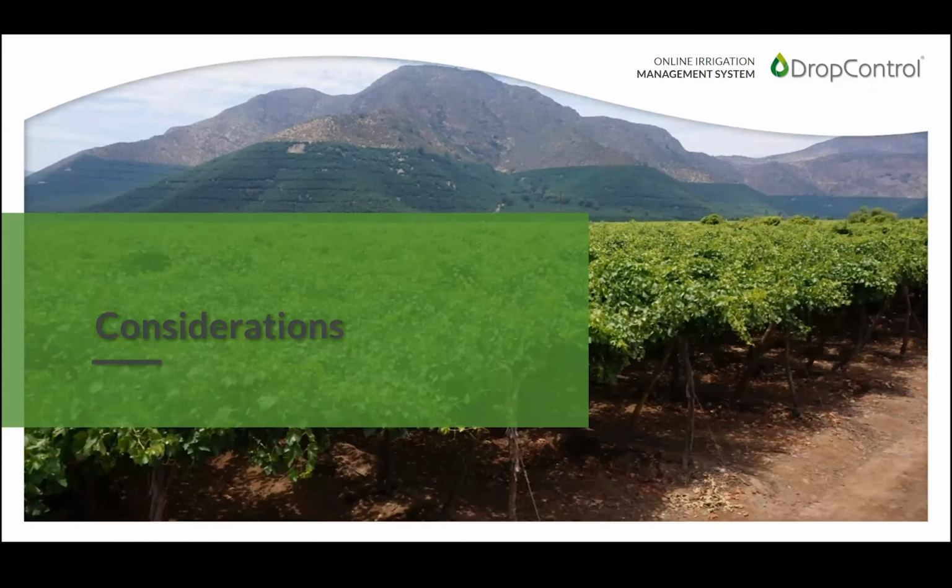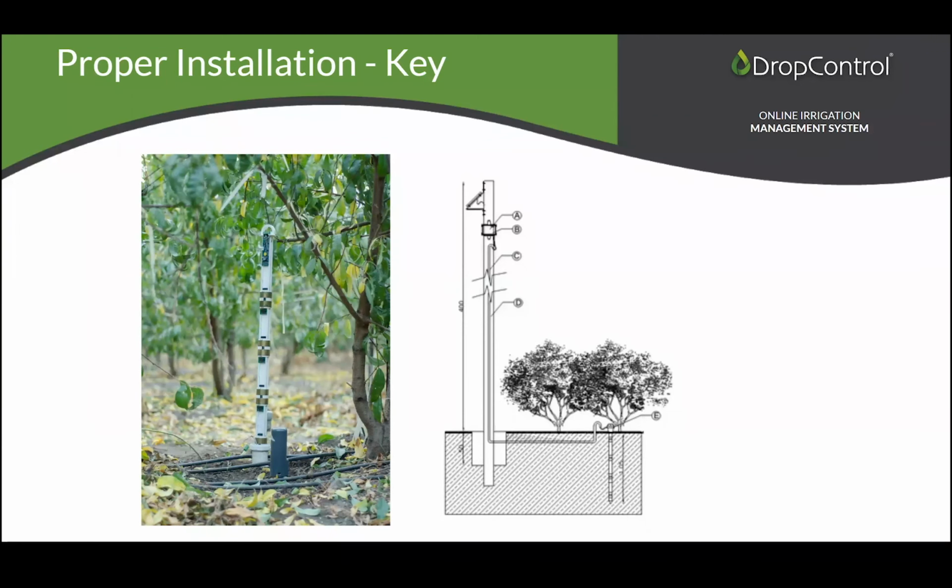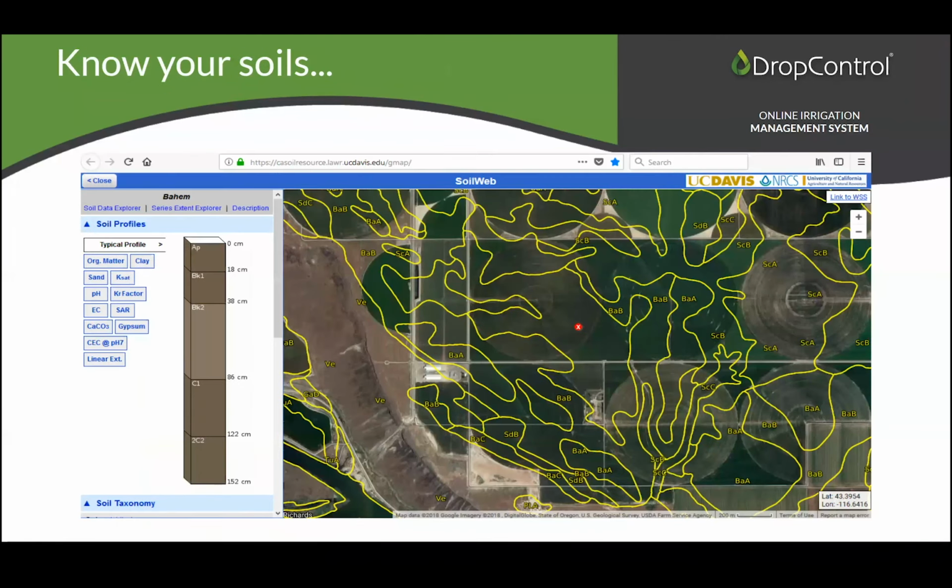In terms of considerations, I think this is very important in order to be successful with your soil moisture data. So I just threw some slides here to show you what needs to be considered. The proper installation is key. The probe needs to be installed in the correct location, on the correct tree, in the correct soil type, with a nice clean installation. That is key. 90% of the problems that we have with probes are because of a bad installation. A wire was chewed, it was in the way of the tractor, it was too far from the emitter. Installation is key. And what needs to be considered is, first, know your soils.